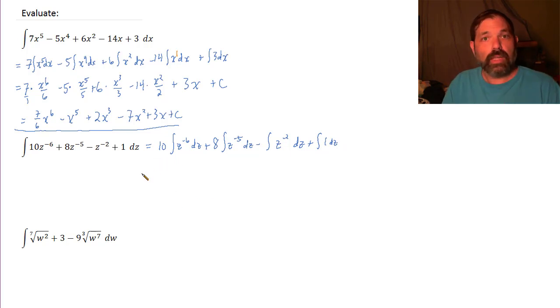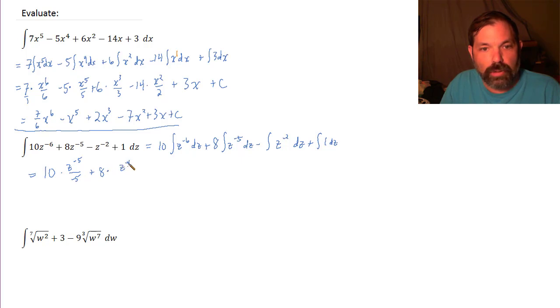Alright, now be careful here. Negative exponents, but if we increase by 1, really there's sort of a subtraction idea there. So then this would become 10 times z to the negative fifth over negative 5. Negative 6 plus 1 is negative 5. Plus 8 times z to the negative fourth over negative 4 minus z to the negative first over negative 1 plus the antiderivative of 1 is 1 times z plus a constant.